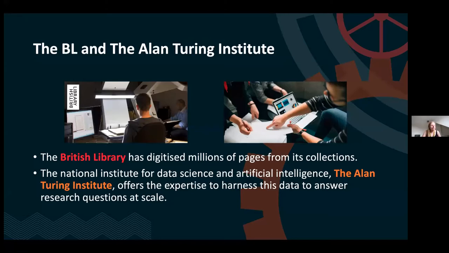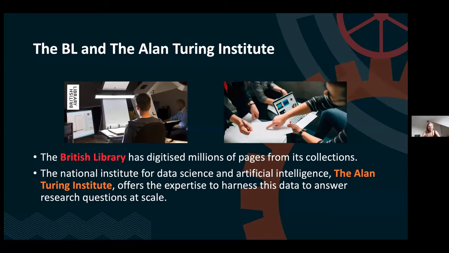And the collaboration began at the outset as a conversation between the British Library and the Alan Turing Institute, based on the clear opportunities of its co-location. For those of you who don't know, the Alan Turing Institute is the National Institute for AI and Data Science, and it has its offices inside the British Library's King's Cross site.